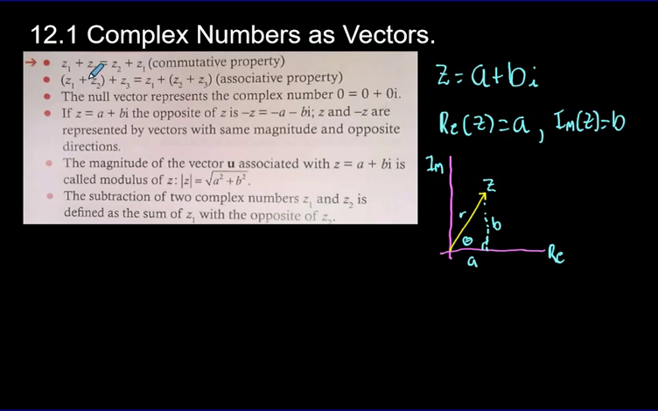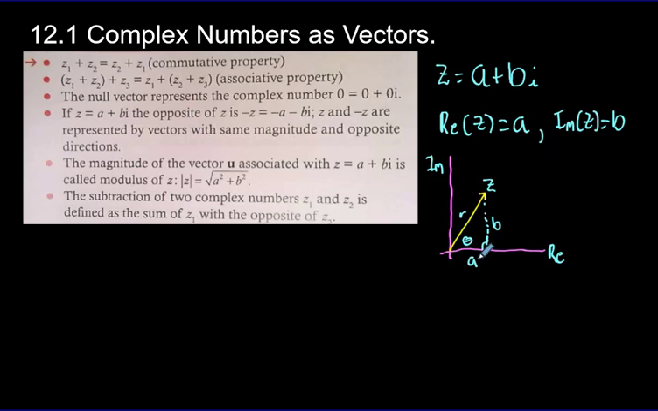Hello, we're going to talk about 12.1, complex numbers as vectors. Now, recall in year one we talked about complex numbers, and a complex number is a plus bi, where a is our real part and b is our imaginary part. This is our notation to represent the parts of a complex number. This means the real part of z is a, and the imaginary part of z is b.